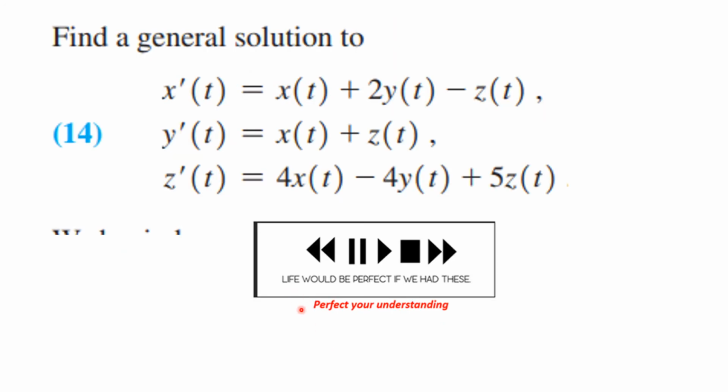Here's the last one. You want to find a general solution. This is 3 equations and 3 unknowns. They're all first order though. You know what to do. Let's see how you did.